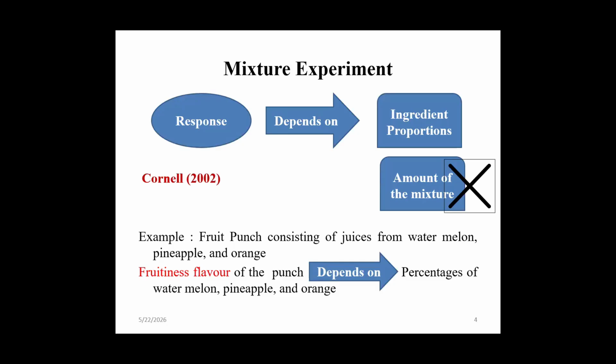A mixture experiment is basically a special type of experimental design where the mixture's response depends upon the ingredient proportions, not on the amount of the mixture. One example we can consider is a fruit punch, where there are three types of ingredients: watermelon, pineapple, and orange. The flavor of the mixture will depend only on the percentage of the three ingredients: watermelon, pineapple, and orange.